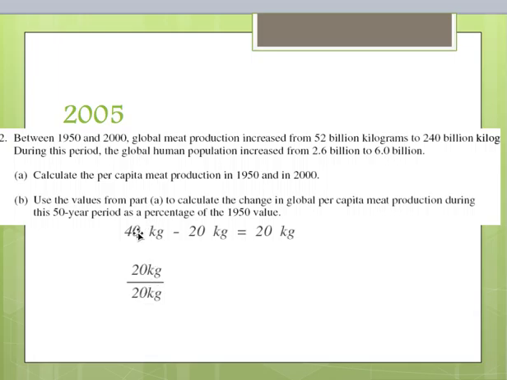Okay, so we're getting our 40 minus 20 is 20, and 20 was our difference there. We're going to divide it by what it was originally, and of course that's going to come out to be 100%. So during that 50-year period, the change in global per capita meat production was 100%. Okay, it doubled essentially. These are really simple calculations, but be sure on the exam you show them so you get full credit.